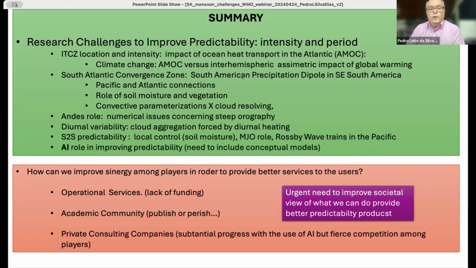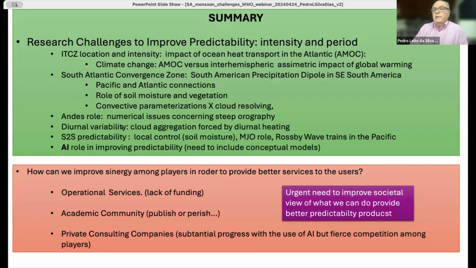South Atlantic convergence zone, same thing. We have the Pacific and the Atlantic connections. Hard to really detect with precision the position of the wave train propagating from the Pacific to South America, and it has a significant control on the intraseasonal oscillation, for instance. We have issues concerning the numerical problems in models near steep orographies, such as the Andes.